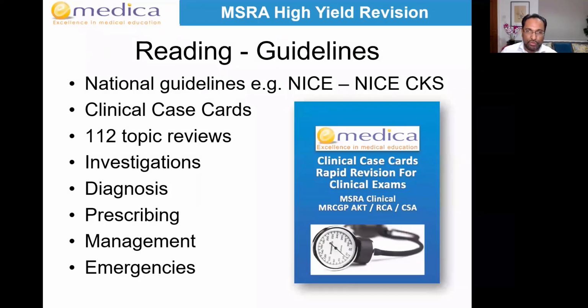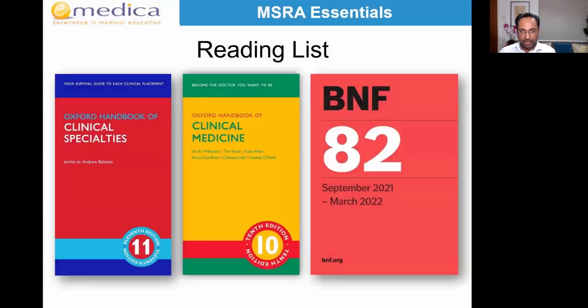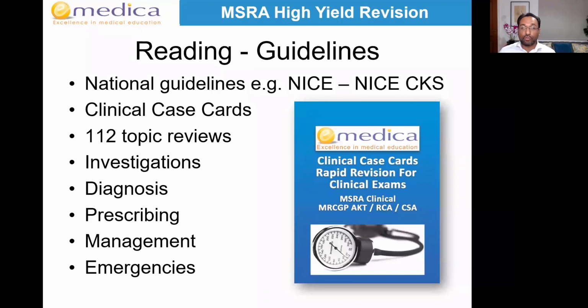And then if you want to read, because even the latest editions are already a little bit out of date. A lot of guidelines have changed since then. So if you want to read a lot of guidelines quickly, what you might find helpful are clinical case cards. We publish these twice a year. The latest edition was published July 2022, so they're bang up to date. Okay, so 112 topic reviews is 56 double-sided cards, and they're mapped to the same things that your questions are mapped to in the exam.